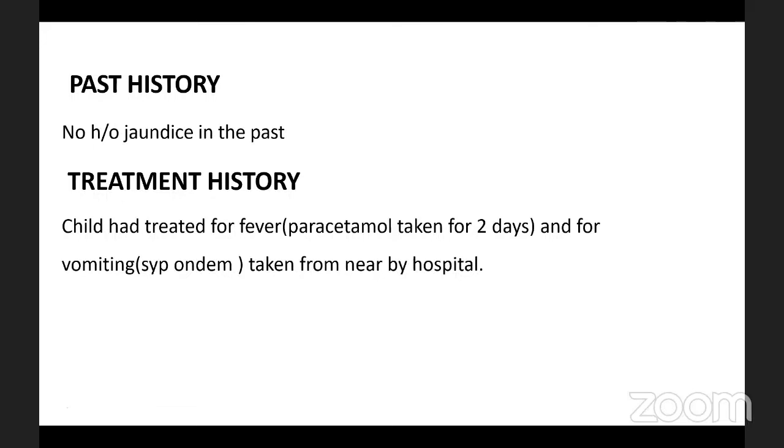No history of jaundice in the past. Treatment history: the child was treated for fever, paracetamol taken for 2 days only, and for vomiting he has taken syrup Ondem at a nearby hospital. Okay. Suppose this child had a history of jaundice in the past.